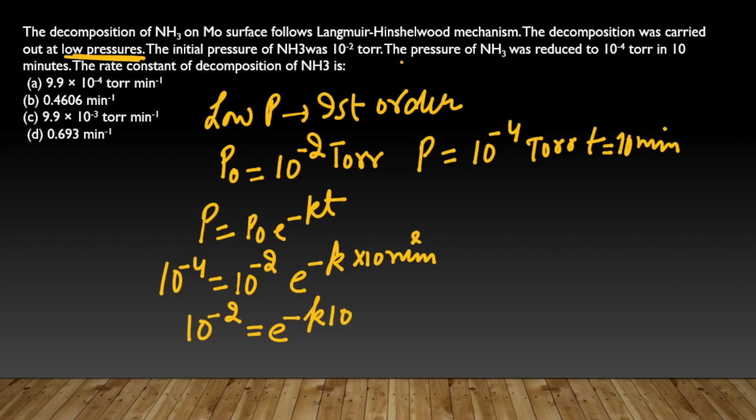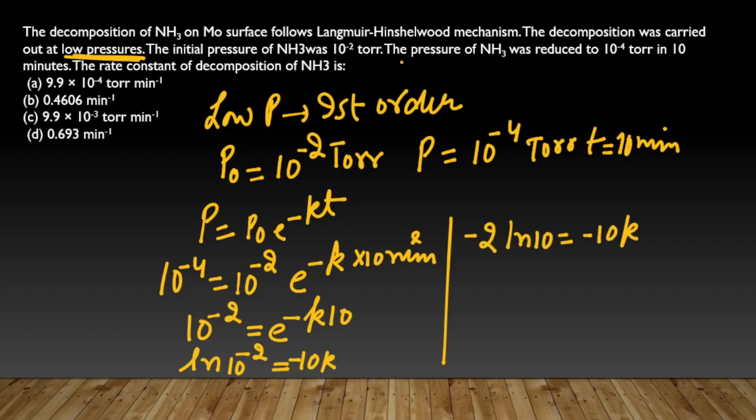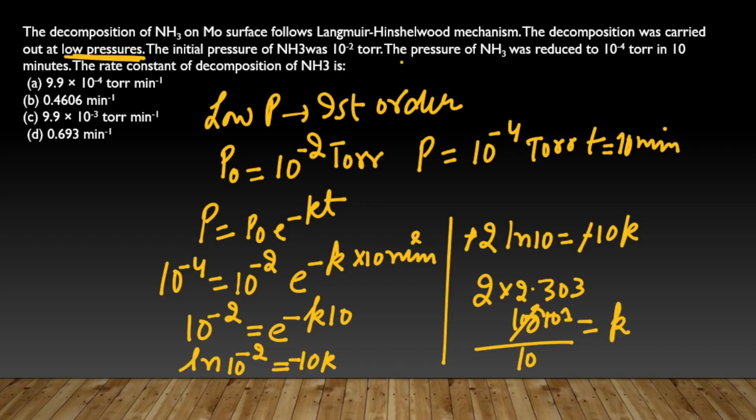So this will become natural log of 10 raised to the power of minus 2, which is equal to minus 10k. You can take this to the other side, which will be minus 2 natural log of 10, which is equal to minus 10k. The 10 and 10 will get cancelled out. 2 into 2.303 log of 10, which is unity, upon 10 will give us the rate constant value.